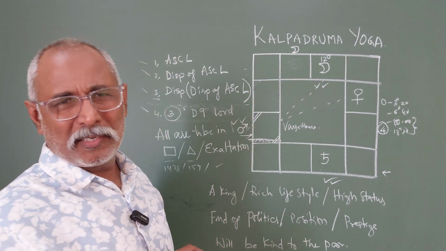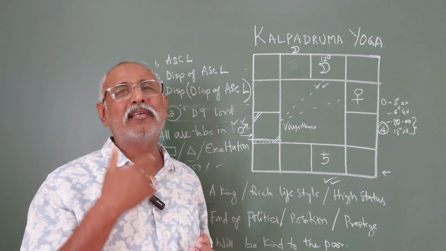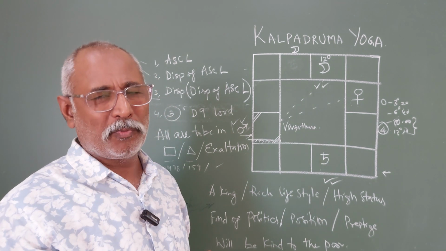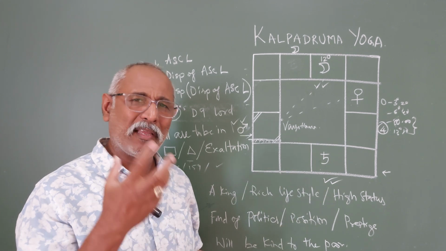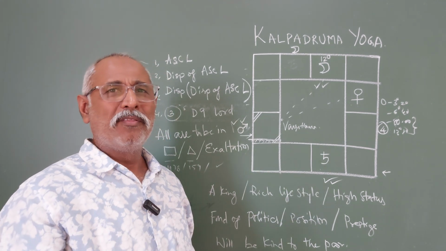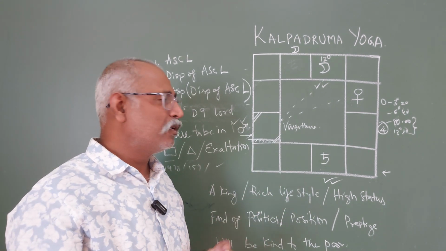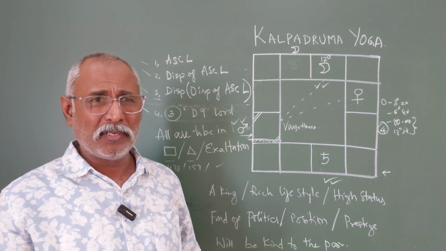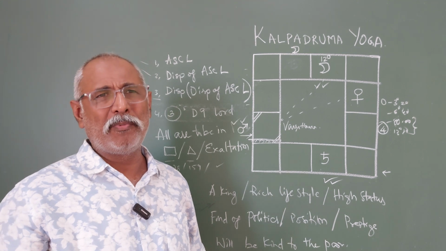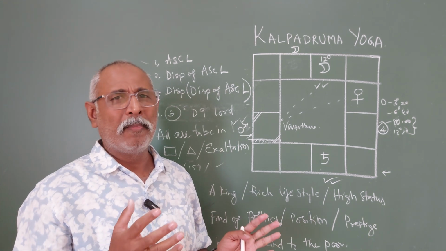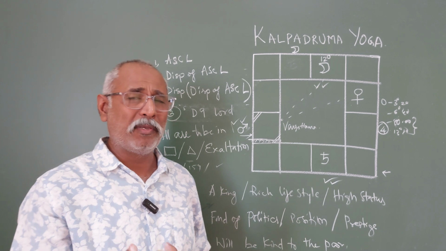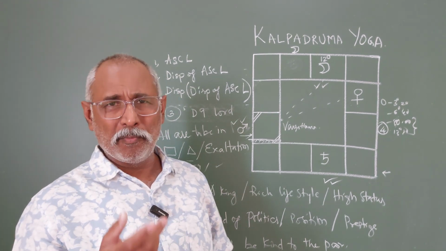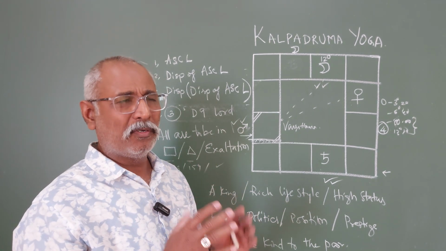A tough yoga to understand at first, but once you understand the dispositor and the dispositor's dispositor and then go into the D9, take that chart and see, you will easily be able to make out that this yoga is generally available in many cases. A little bit of transformation will be there, in that it will not be in the exaltation or Kendra. Sometimes it will be in the own sign, sometimes in the Mula Trikona. So you need to check that out.